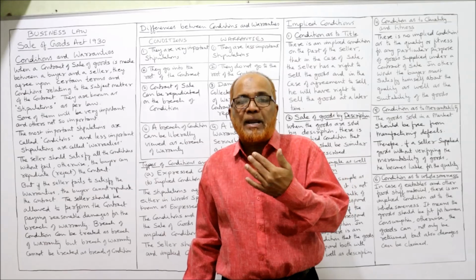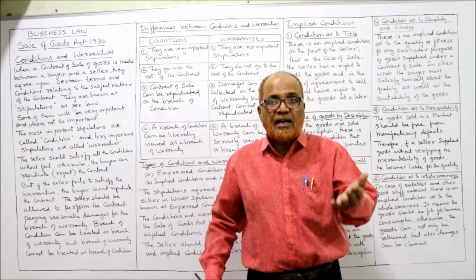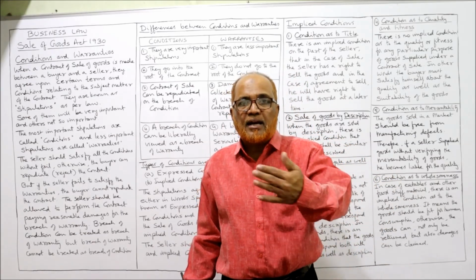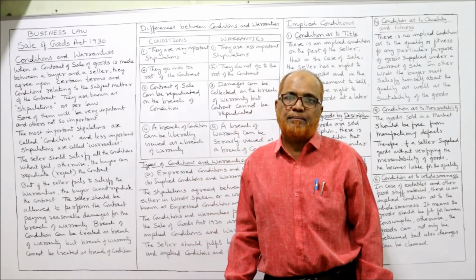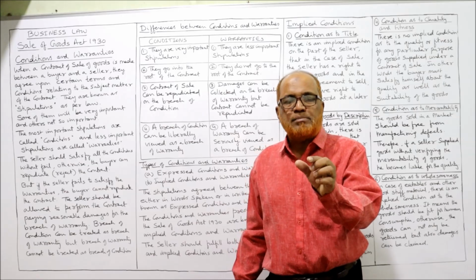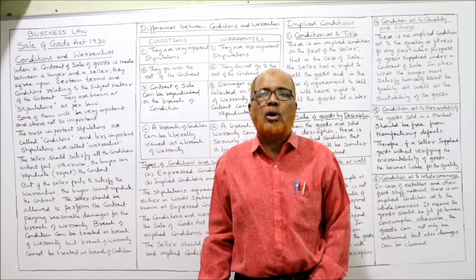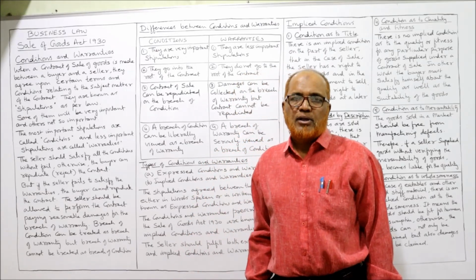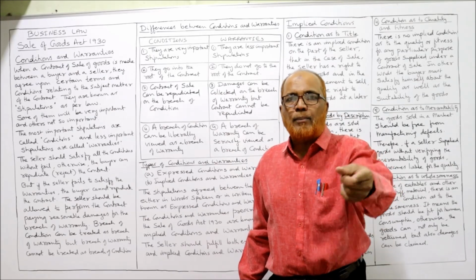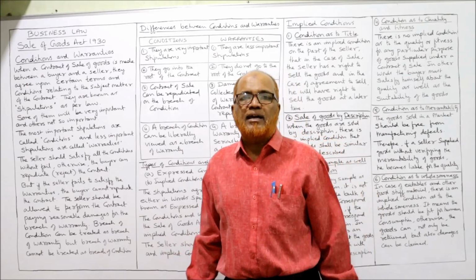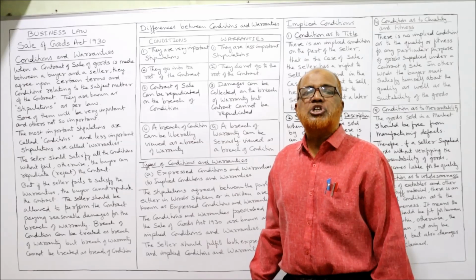There may be some representations made by the seller. The seller will say something about the car. Some terms and conditions, some representations will be given by the seller to the buyer. These representations made in a contract of sale by the seller to the buyer are called stipulations. So stipulations are the representations made by the seller to the buyer at the time of making a contract of sale.